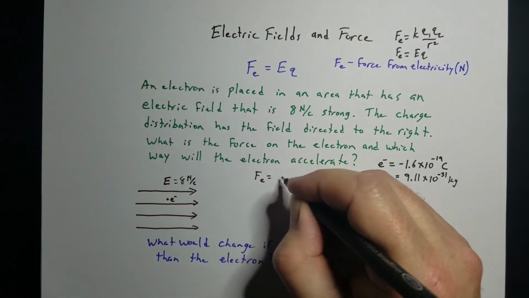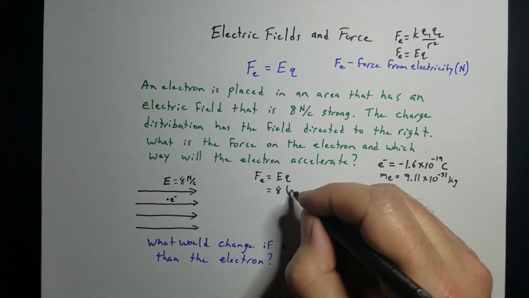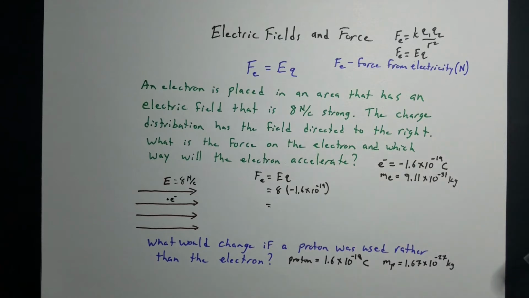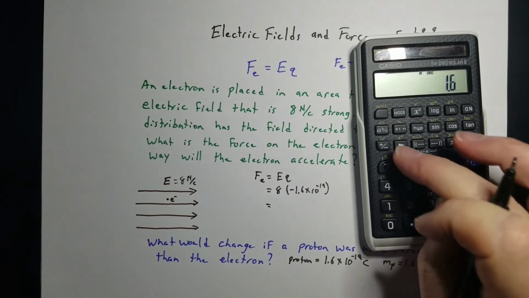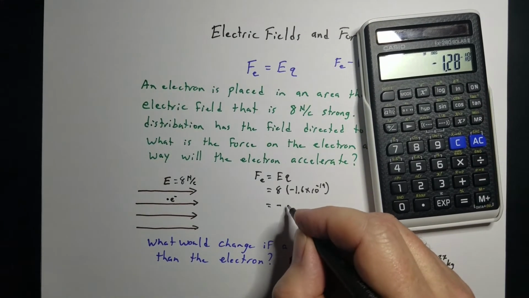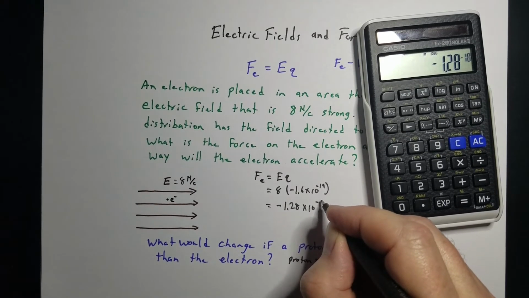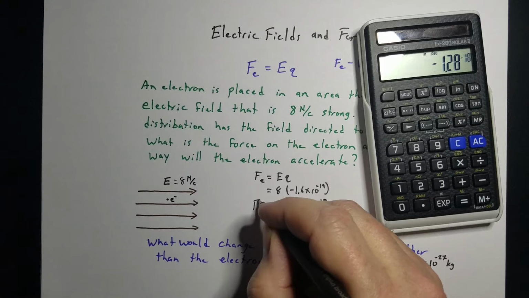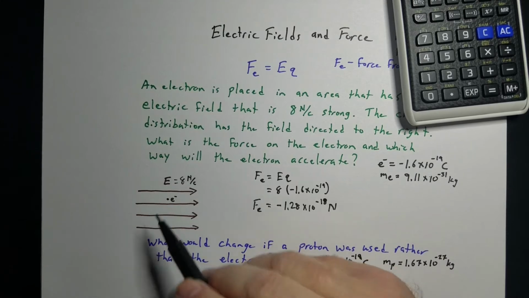Electric force is equal to Eq. And so the electric field was 8. Charge on electron is negative 1.6 times 10 to the minus 19 coulombs. And so if we do this, we get 8 times 1.6, make that negative, times 10 to the negative 19. And so we get a value of the electric force to be negative 1.28 times 10 to the minus 18 newtons. That's the force that electron in that field would feel when it's placed in that electric field.